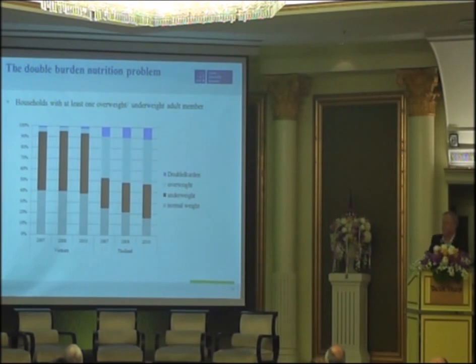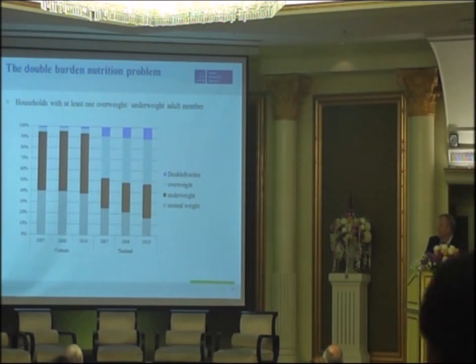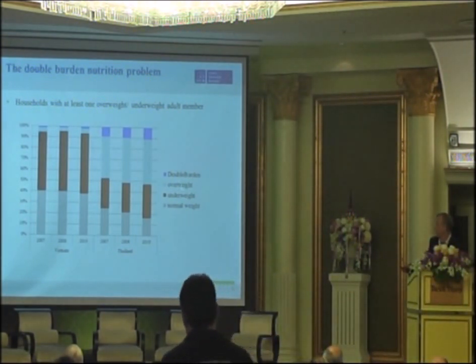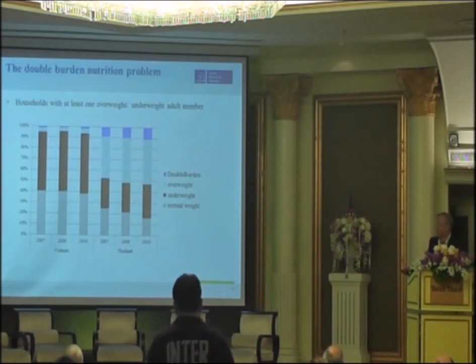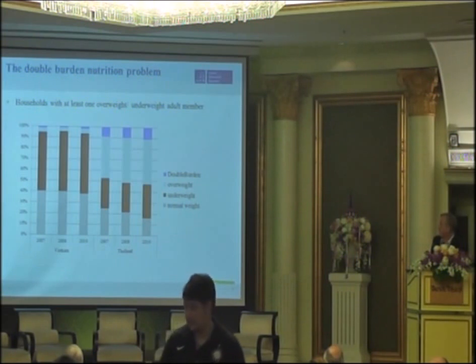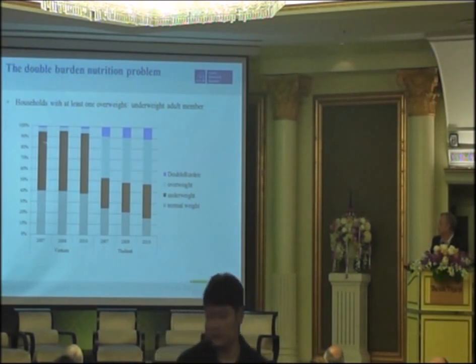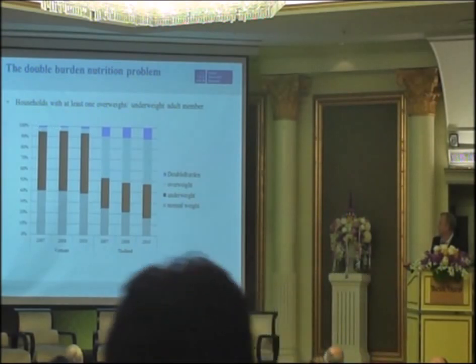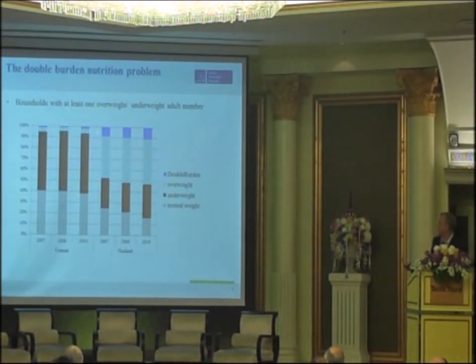Darani also mentioned, what we find also in the rural households is that at the same time we have households where you have overweight, so obesity, and you have underweight. So in the same household you have this kind of observation for whatever the reasons may be. And you could see that, this is Vietnam. Okay, this would be underweight, this would be normal weight, and there is a little bit of obesity. So the blue part would be those that have both.